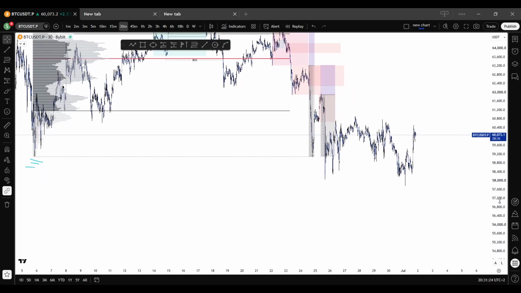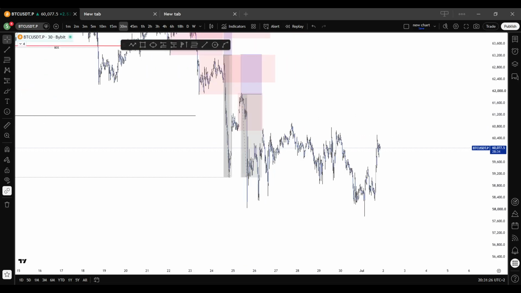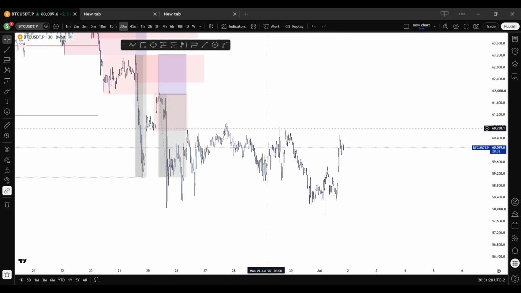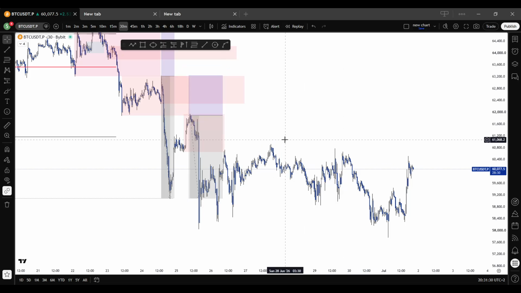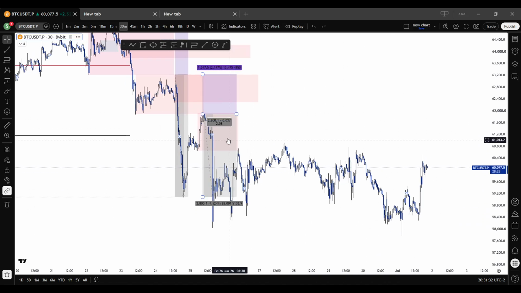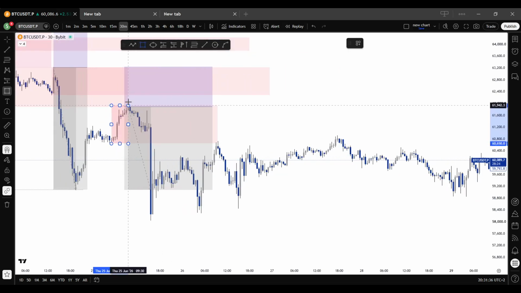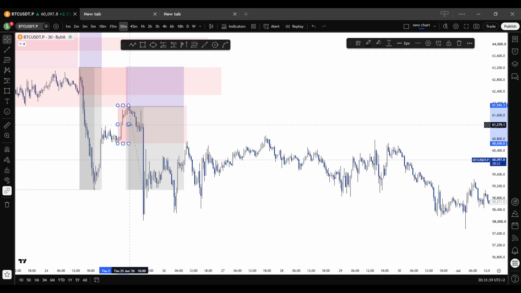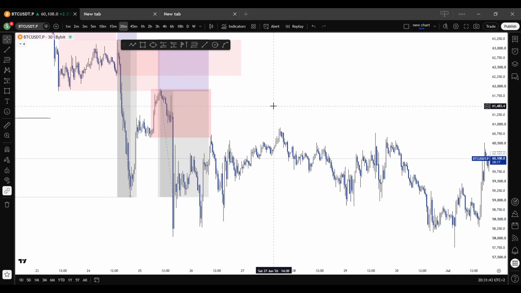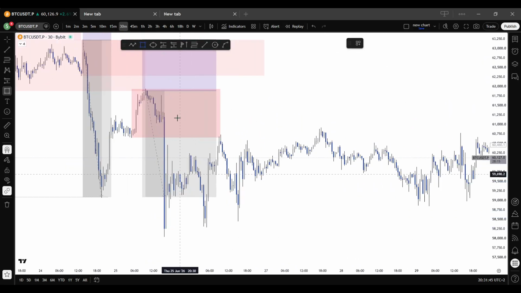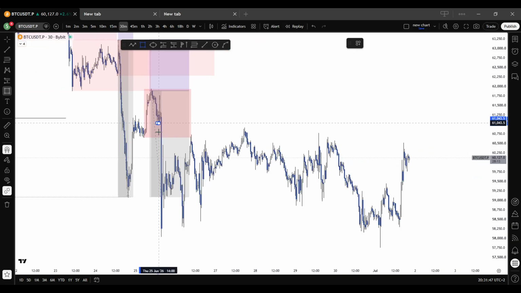But yeah, that's basically what happened, and now there are two more trades that I was looking at, and I actually ended up taking those two, but on a different coin. So let me just mark out the POIs.